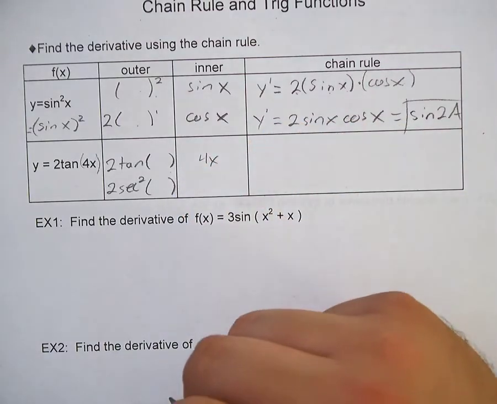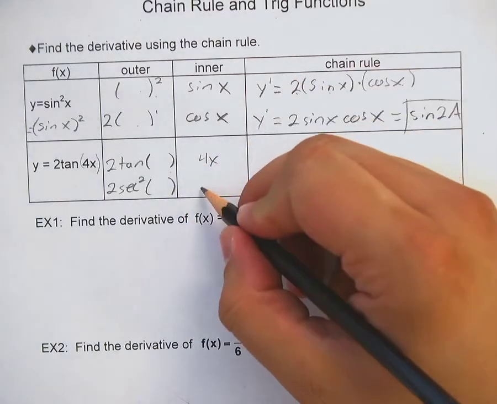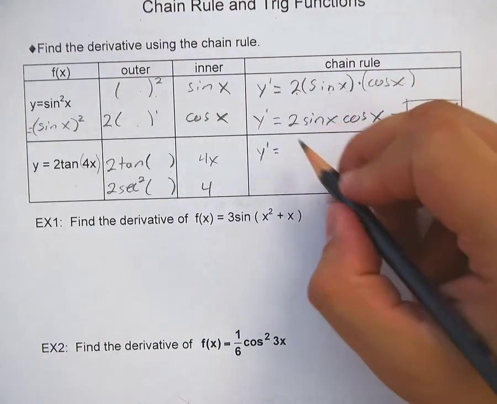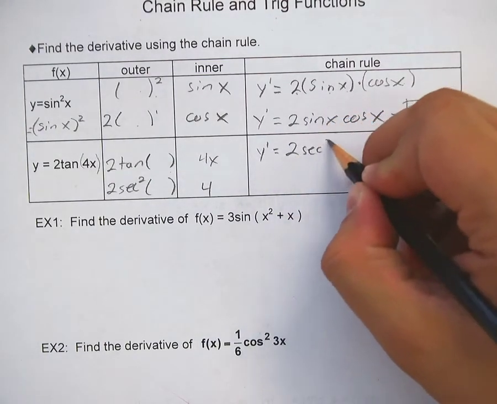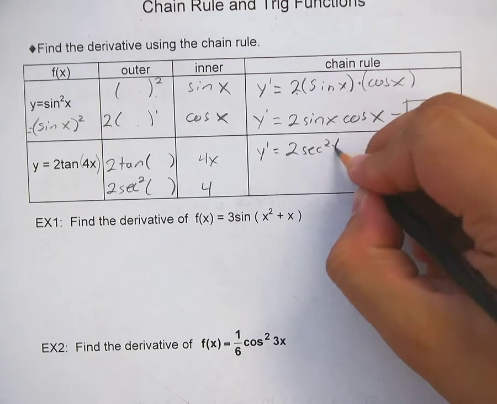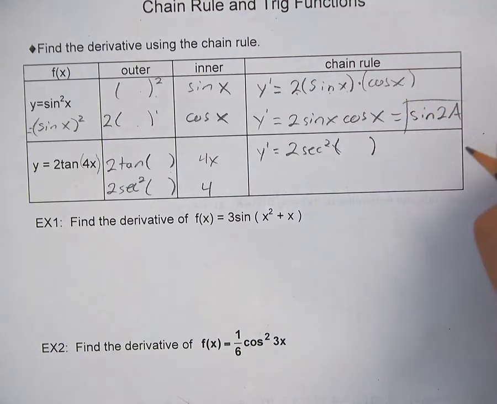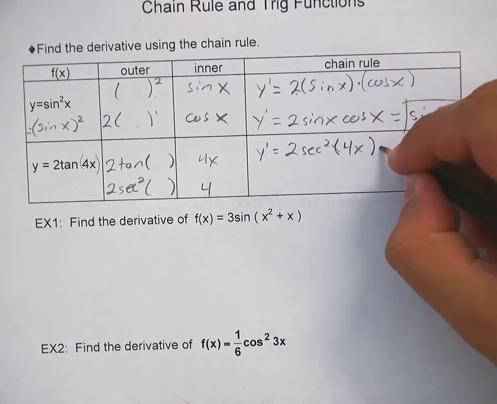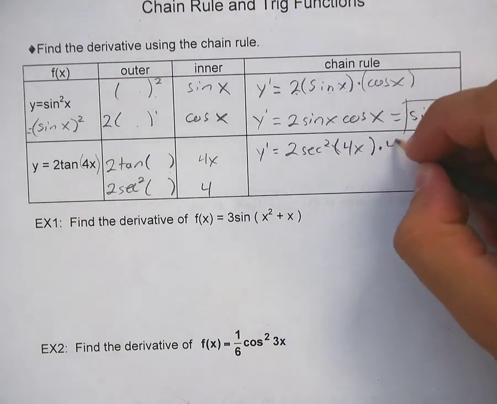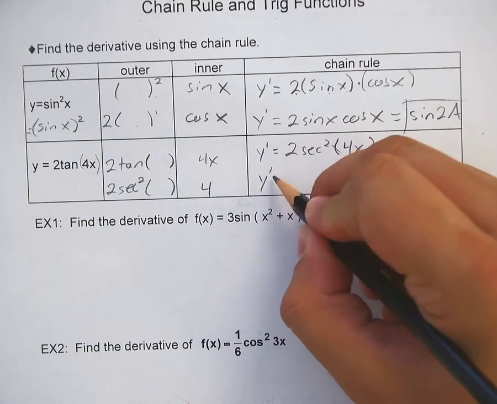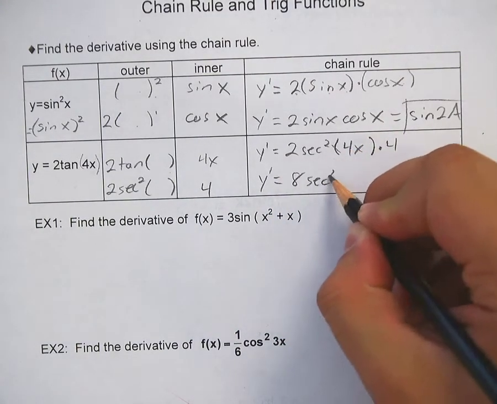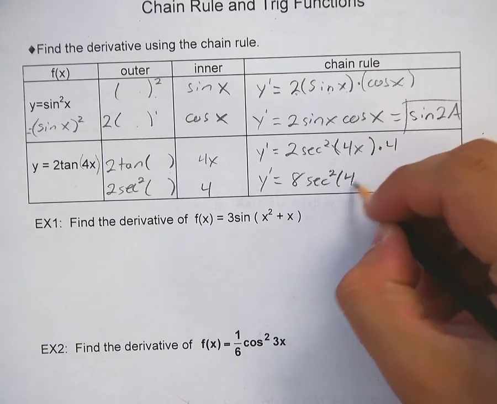2 secant squared of something. Derivative of 4x is 4. So y prime is going to be 2 secant squared parentheses, and what's inside the parentheses doesn't change, remember, 4x, times the derivative of the inside, which is 4. So that's going to simplify to be 8 secant squared of 4x.